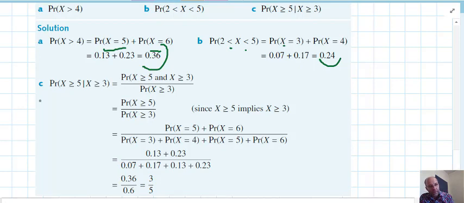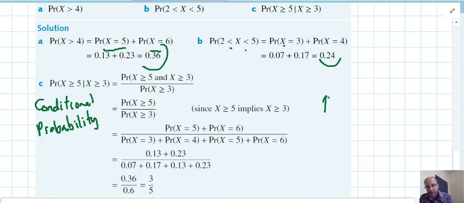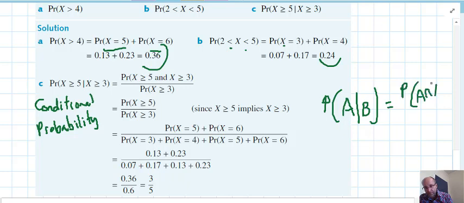So the probability that x is greater than or equal to 5, given that it's greater than or equal to 3. So that's a conditional probability, you might remember from previous units. You may need to revise that. Now, conditional probability, the probability of A given B is the probability of the intersection of A and B over the probability of B.